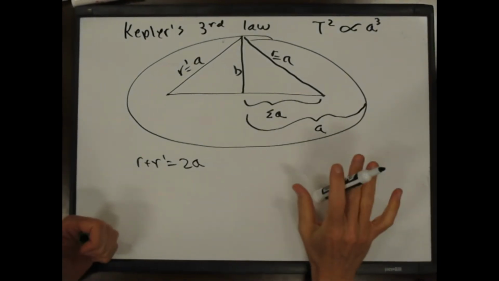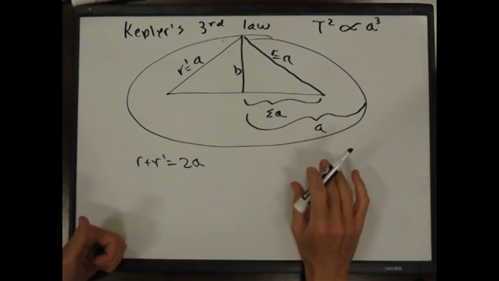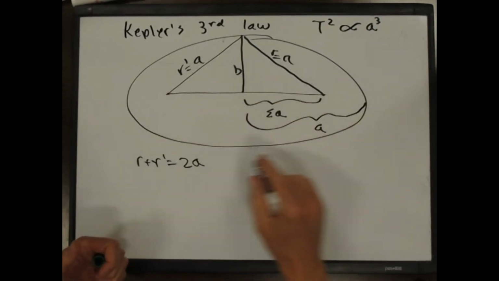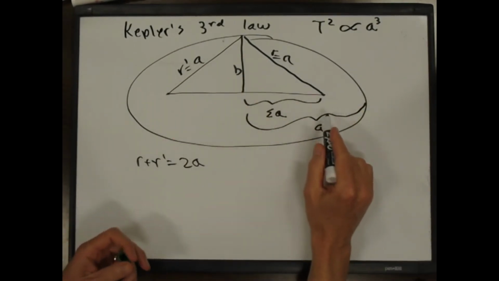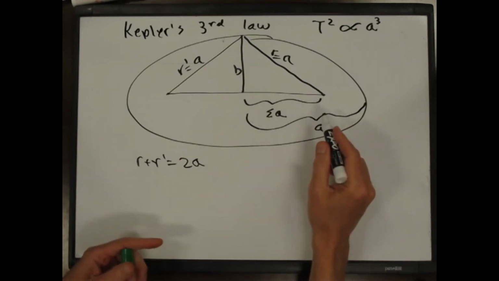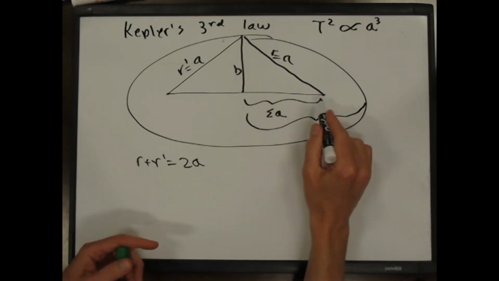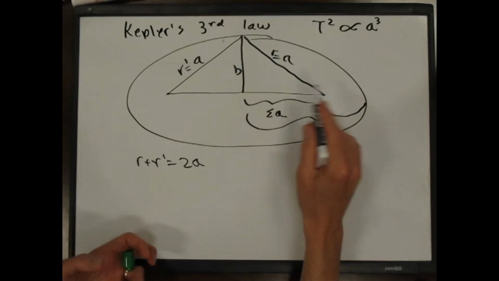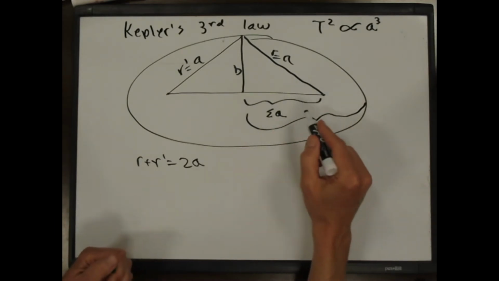So we're going to talk for a few minutes about Kepler's third law. His first law was planets orbit in ellipses with the sun at one focus. So we kind of did that just in our last few videos. His second law is planets sweep out equal areas in equal times. We showed that earlier on.